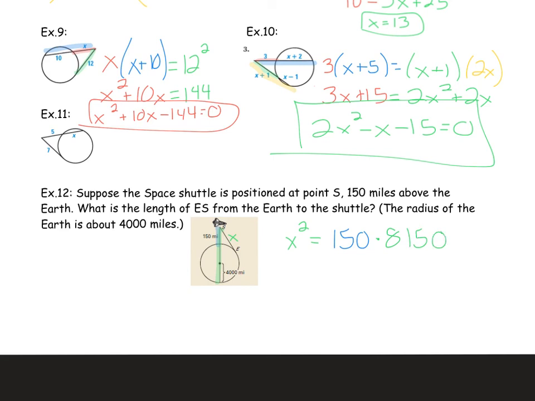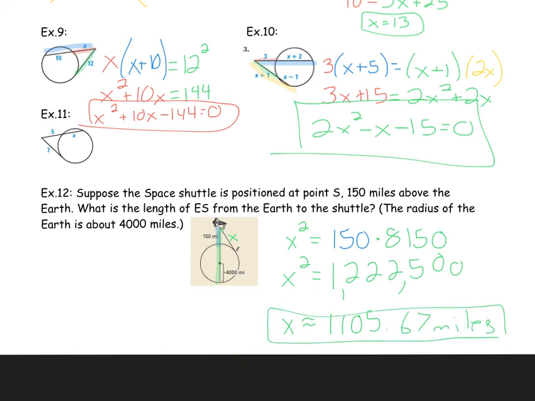So if I do 150 times 8,150, that gives me a huge number. That gives me 1,222,500. And we know that that equals x squared. So to undo the power of 2, you square root. So that tells me that the distance from the Earth to the space shuttle is approximately 1,105.67 miles. Always include units.